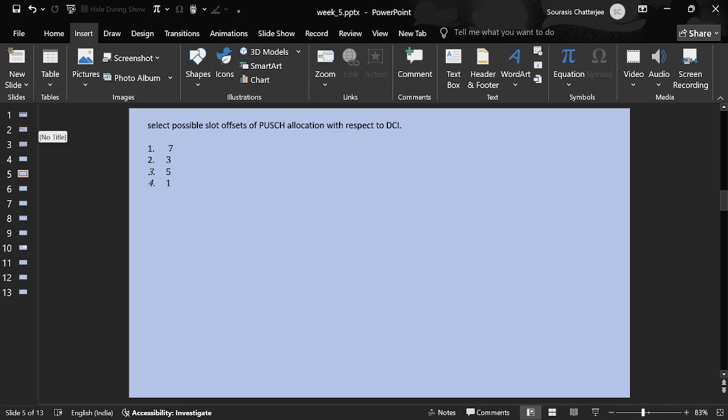In that context, what should be the answer for this question, the possible slot offset? Obviously 3. Actually, it's the uplink shared channel, so uplink 7. 7 then, right? 7. Yeah.